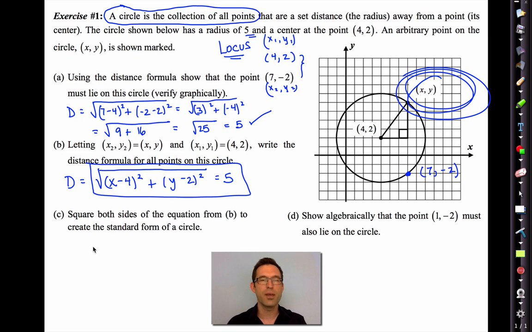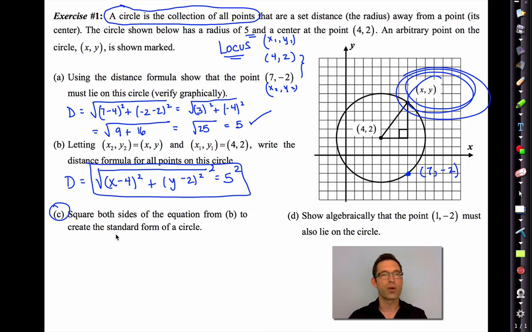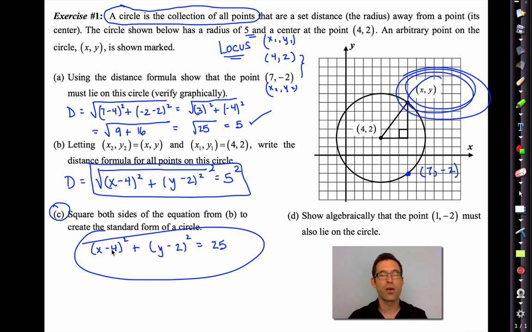I actually like that equation for this circle, but it's not the typical way that we represent the equation of a circle, because what we typically do then is we square both sides. This is letter C. And when we square a square root, it's just going to get rid of it, right? Those are opposites. Square roots and squaring are inverses. So if we square both sides, it'll get rid of the square root over there, and it'll just give us 25 over there. And there is the equation of your circle in standard form.